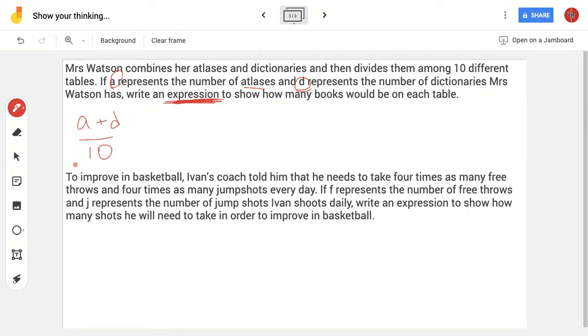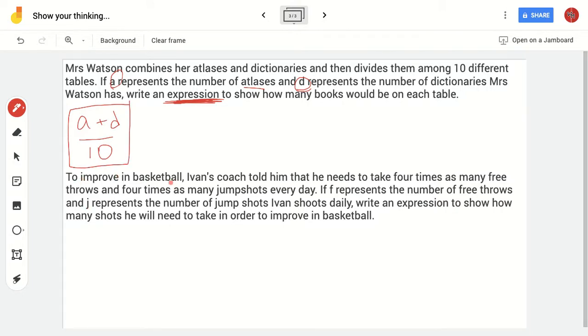Now, honestly, I think this is a terrible example because wouldn't she want to know independently how many atlases and dictionaries to split up amongst the tables, since they're different kinds of books? But that's not what the question said, so we just have to do like they say, though I think it's silly.